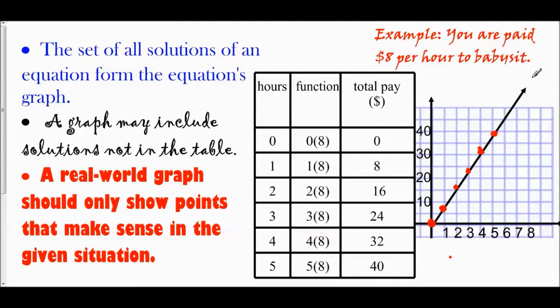It could extend infinitely the other way. Now I'm only showing up to, you know, I could show up like 6, 7, 8 hours, because typically you're not babysitting more than that amount of time. It could happen, that's why we have the arrow, but that's not the focus of the graph.